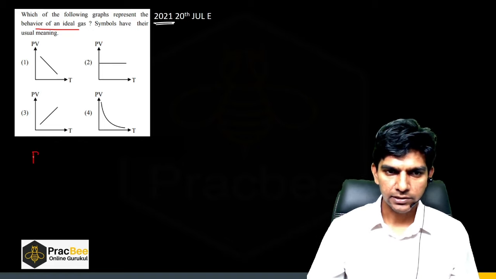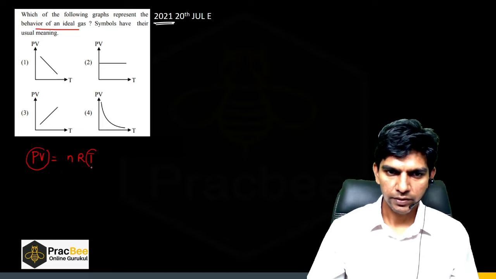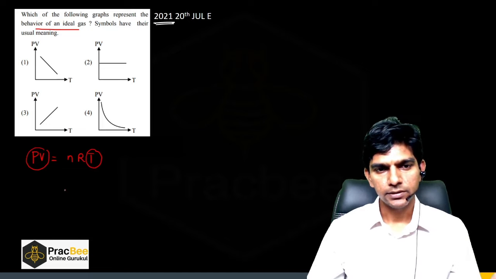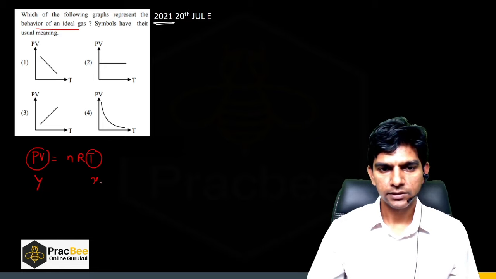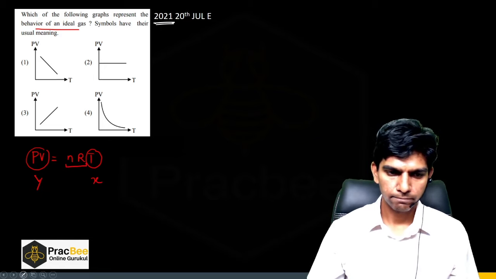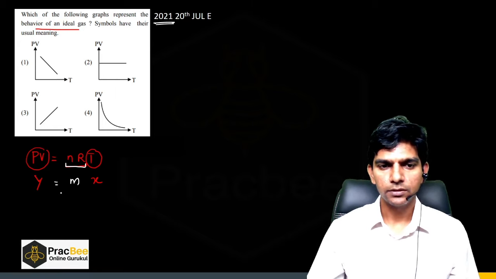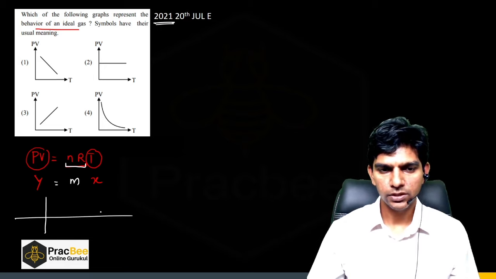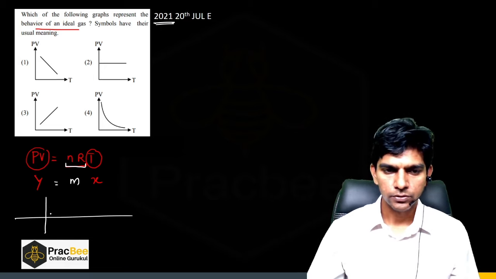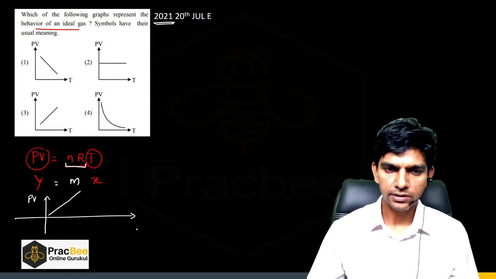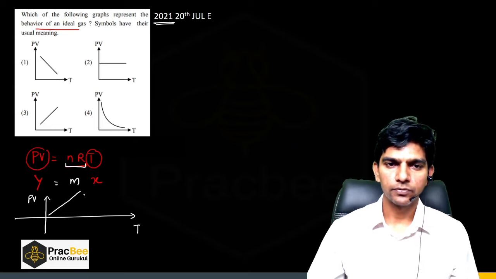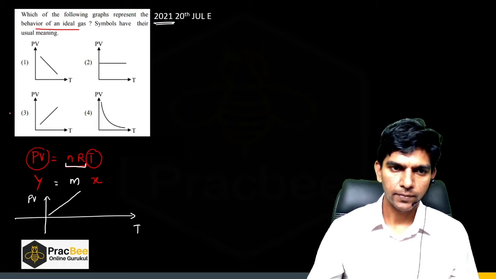Now if I write the ideal gas equation, PV equals nRT. Here we have temperature on the x-axis, and PV on the y-axis, and this nR is constant. And this nR is nothing but the slope. So can you see it's a straight line, and nR is a positive factor. So it will be a straight line passing through the origin. On the y-axis we have PV, on the x-axis we have temperature. So this should be the graph. So you can clearly see that option 3 is the right answer.